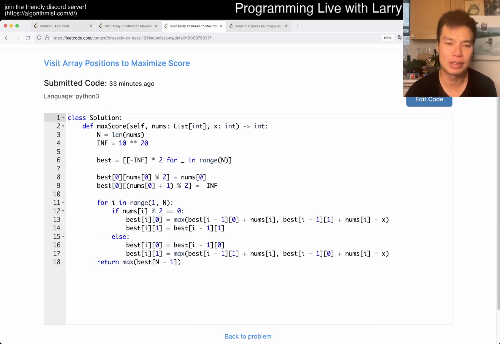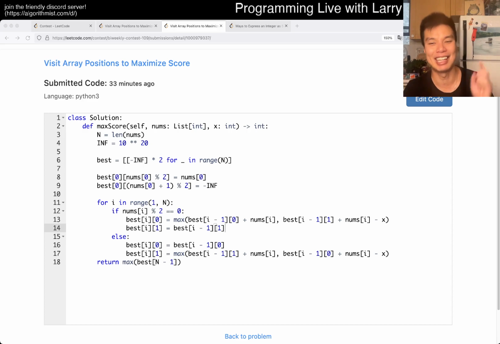And one thing that's cool about this is that you can actually reduce this to constant space, because if you kind of look at this, you can do the space optimization, and you notice that best of i only looks at best of i minus one, so you can get constant space that way. I'll leave it up to you to do it, but yeah. That's all I have for this one. Let me know what you think, and you can watch me solve it live in the contest now.